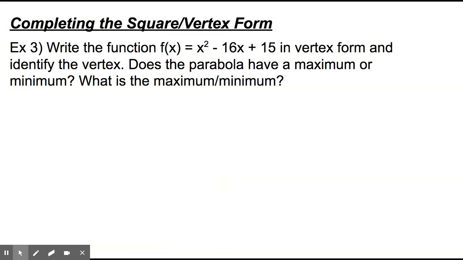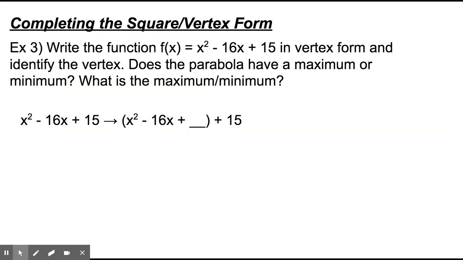Okay. So this is called completing the square using vertex form. So we have the function f of x is equal to x squared minus 16x plus 15. Okay, we want to put this in vertex form so we can easily identify the vertex. So notice right now it's in standard form. Okay, so we want to put it into vertex form. So we're going to do this by completing the square.